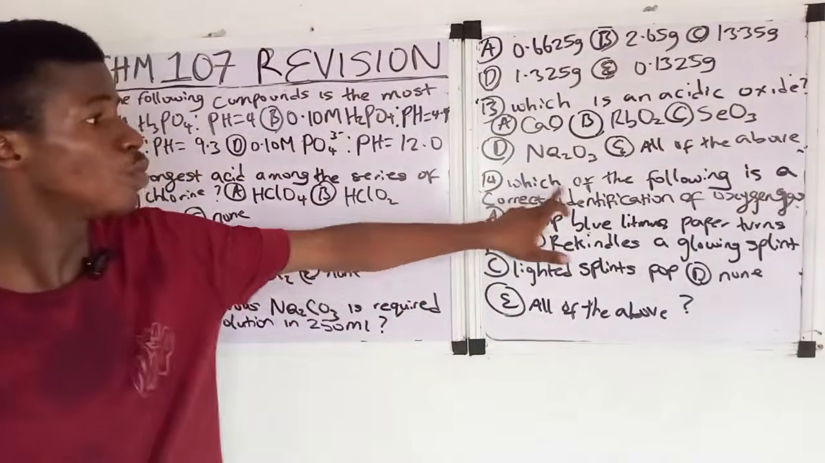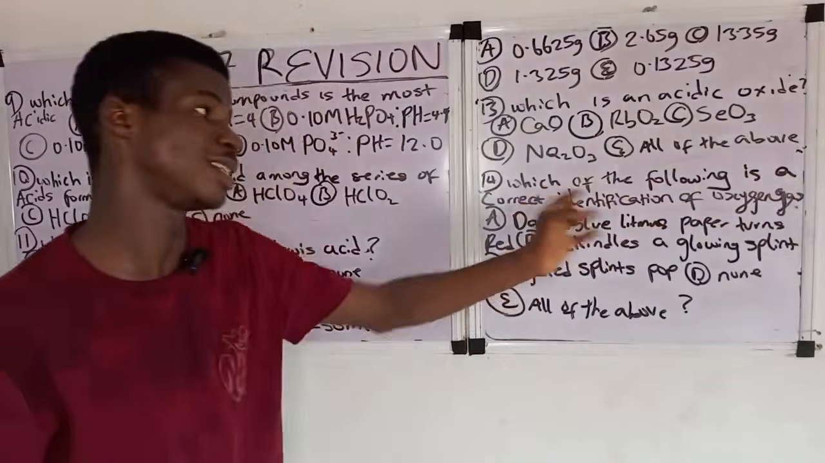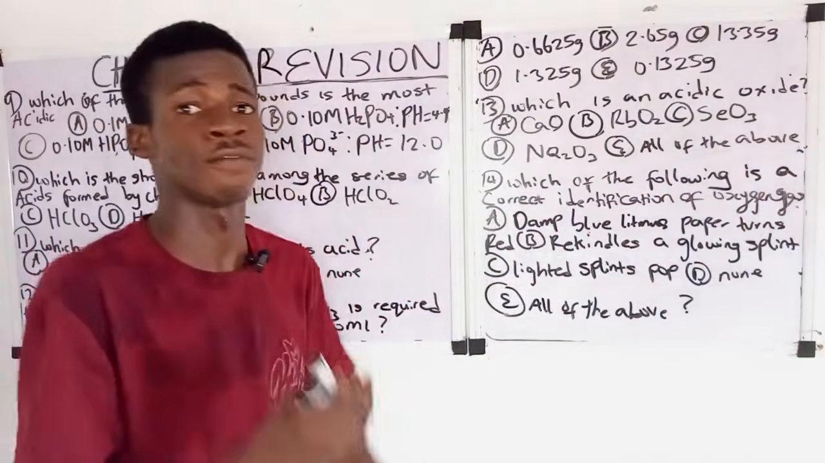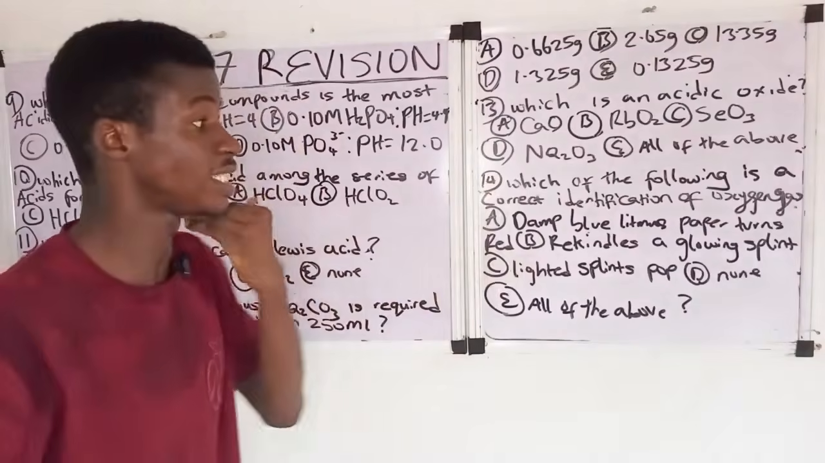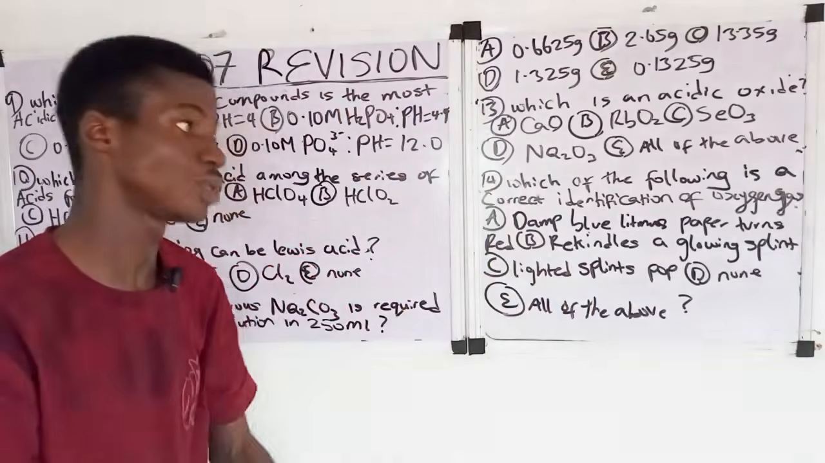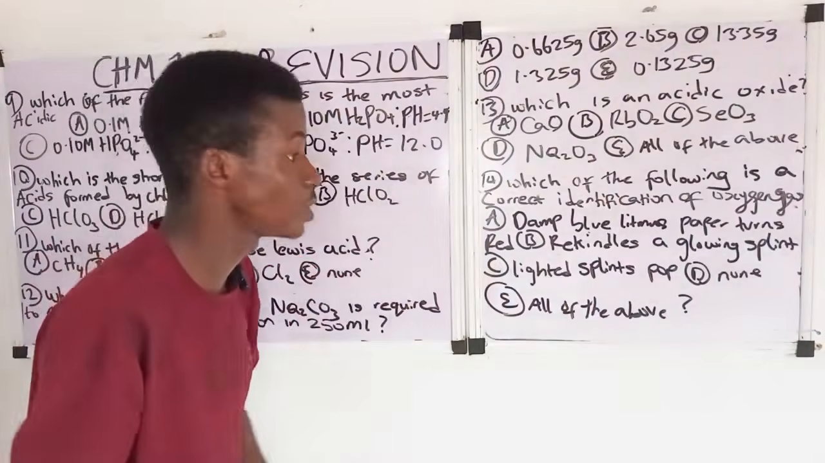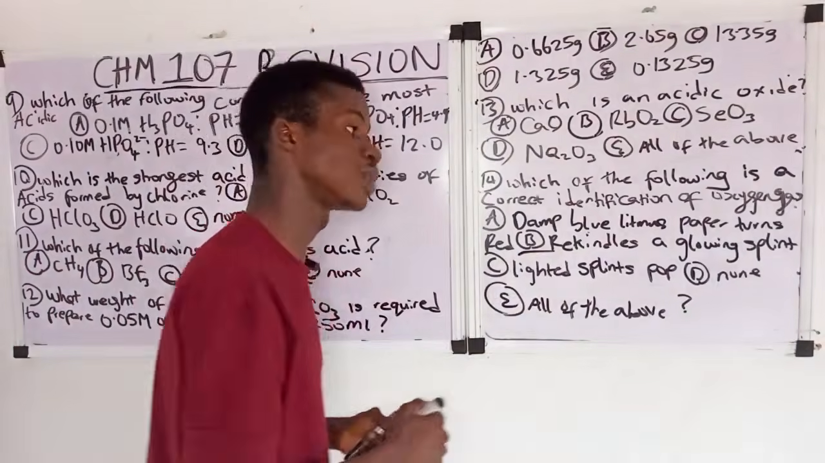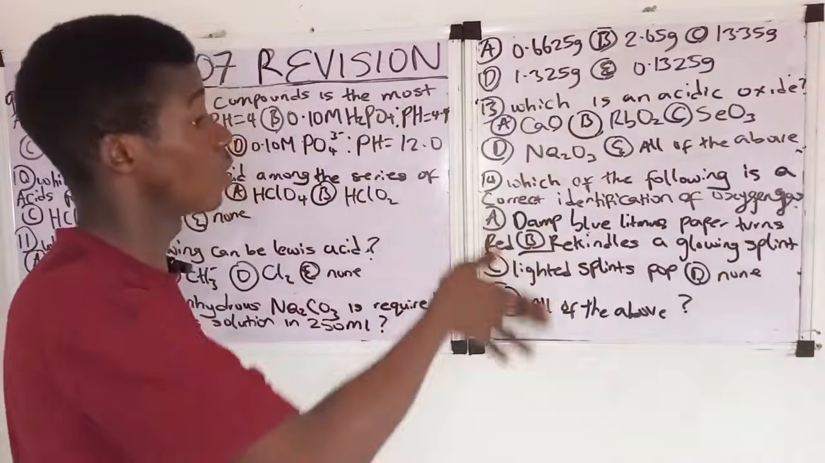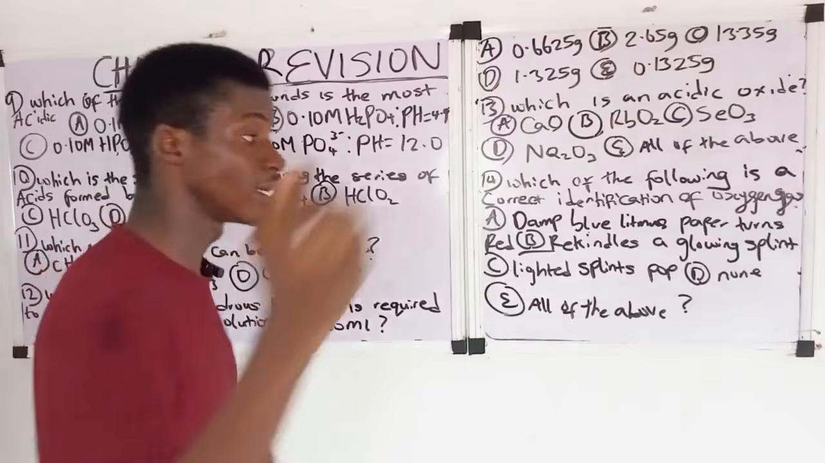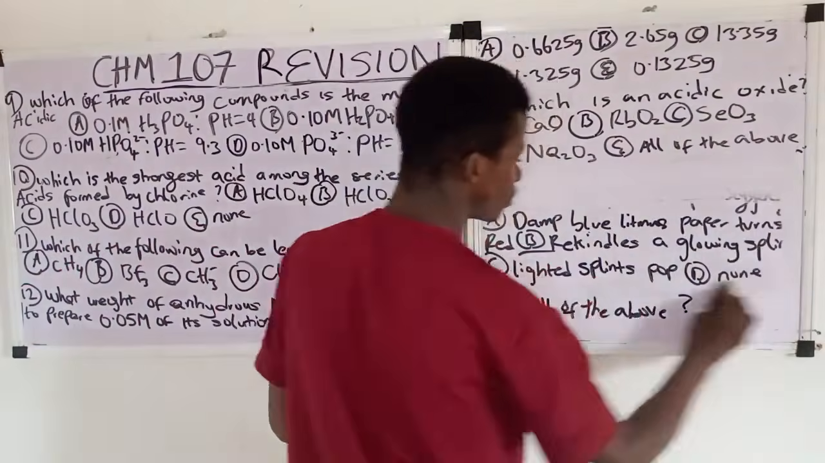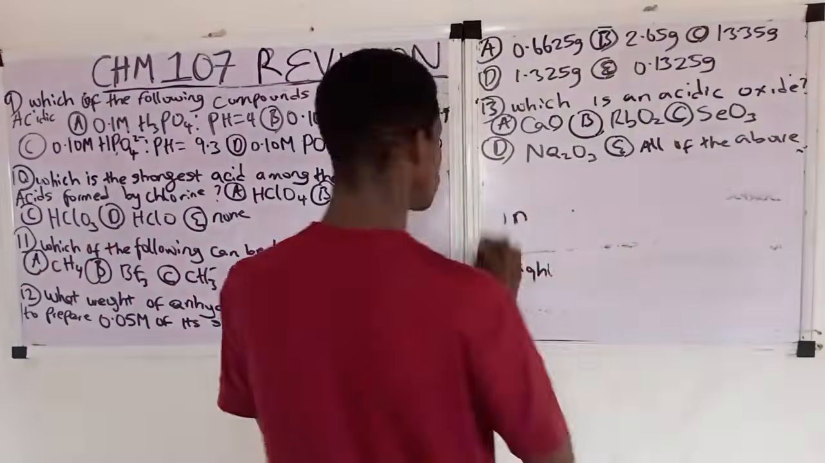Now question 14, which of the following is a correct identification of oxygen gas? What test do we usually use to test for oxygen gas? Remember, the test is that oxygen rekindles a glowing splint. So that is the test for oxygen. So the answer is B. Very important: the correct identification of oxygen gas is a glowing splint. Oxygen rekindles a glowing splint. So the answer is B. Now let's move back to question 9.